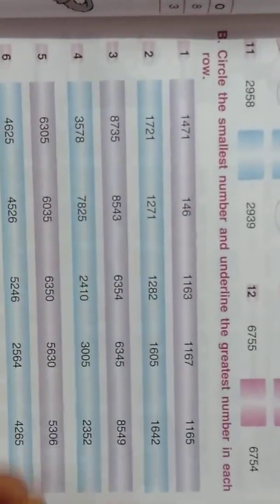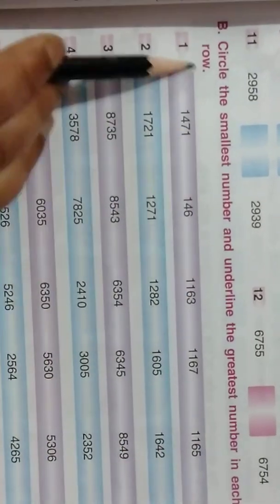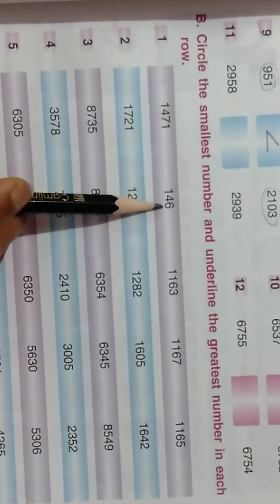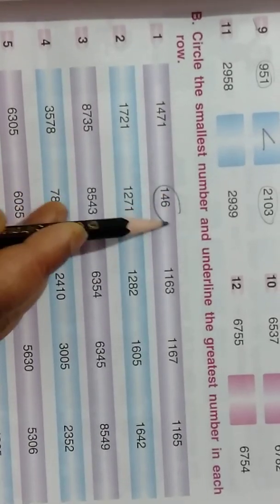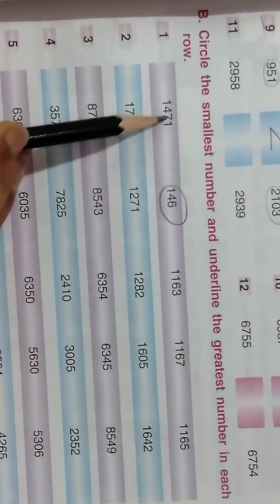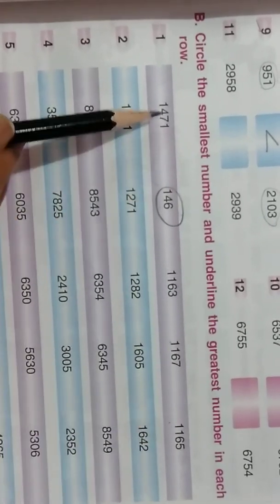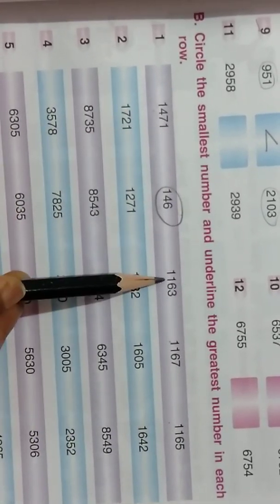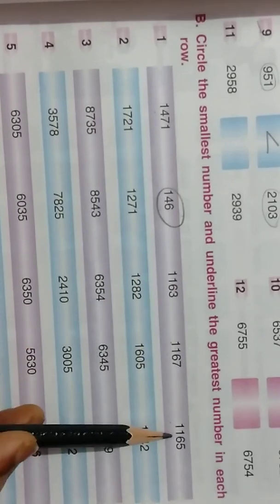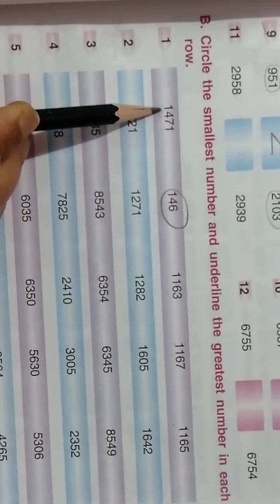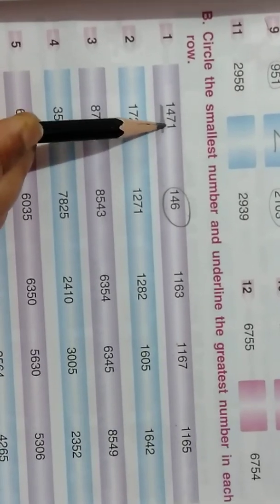Circle the smallest one and underline the greatest one. It's very easy. I am doing 2 or 3 sums. You can easily understand. In this row, which one is the smallest one? Just see. This is a 1-digit number. So we have to circle it. Now, the greatest number: 1000, 1000, 1000, 1000. This is 400, 100, 100, 100. So automatically 1471, this one is the greatest one. So we are underlining this one.